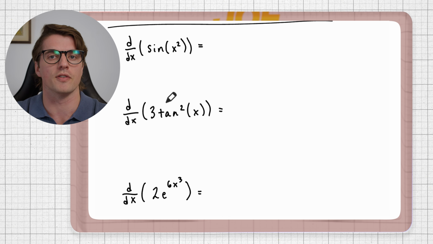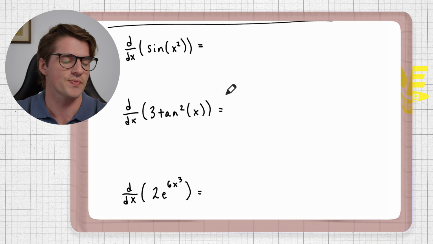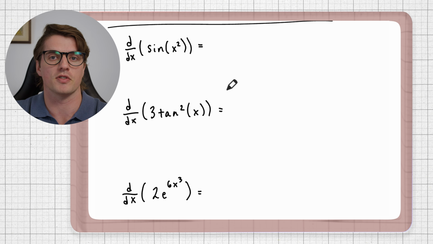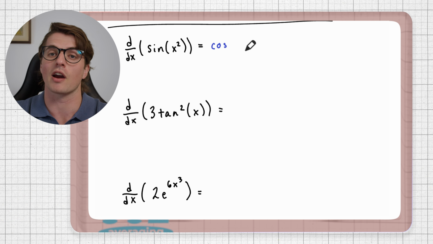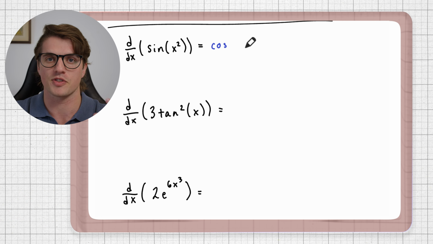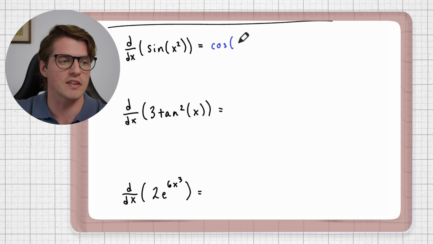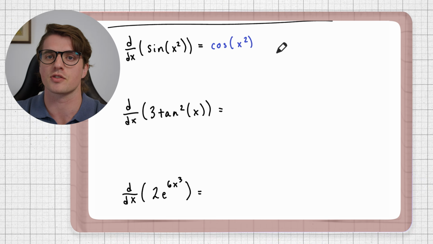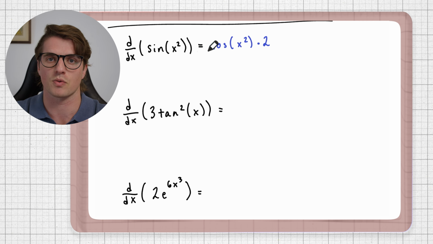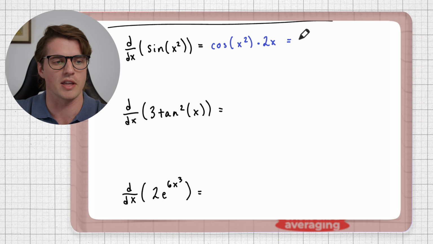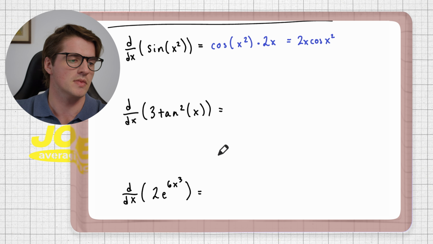We have the derivative of sine of x squared. So you'll remember the derivative of sine is cosine. Cosine would be like our f prime of x. So f prime of sine is cosine, and we leave the inside alone. We leave x squared. Then we'll just multiply by the derivative of the inside, which is the derivative of x squared, or 2x. I would write this as 2x cosine x squared.